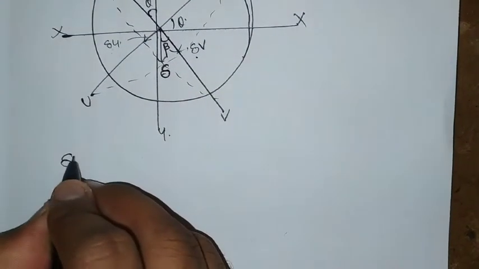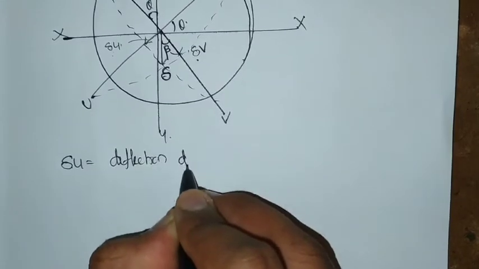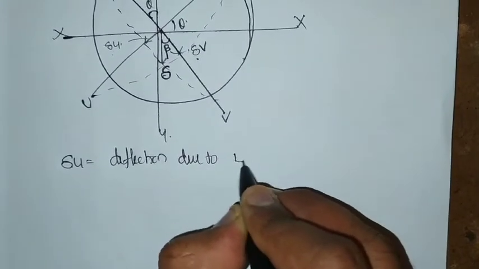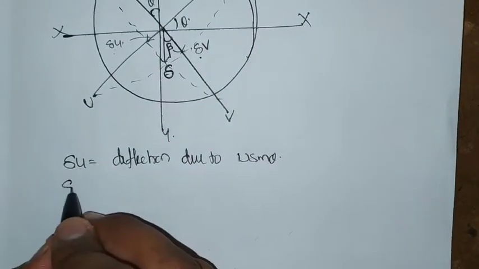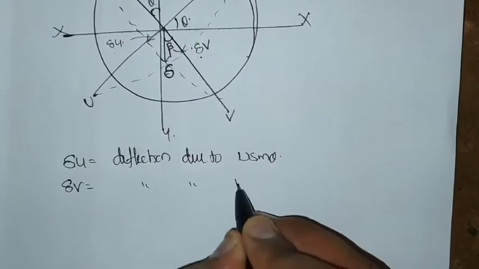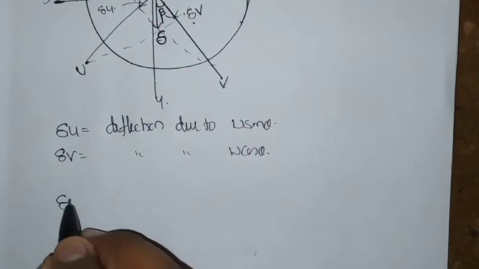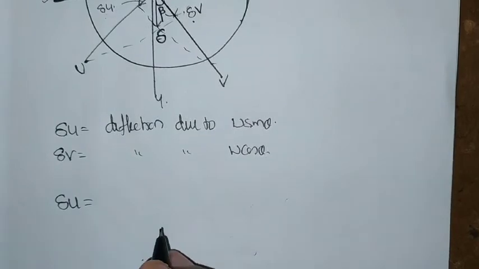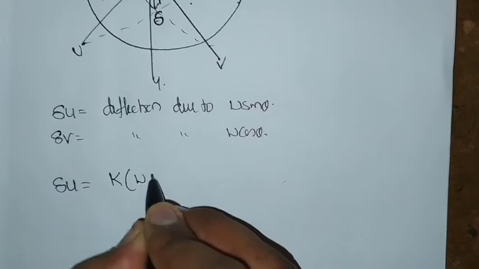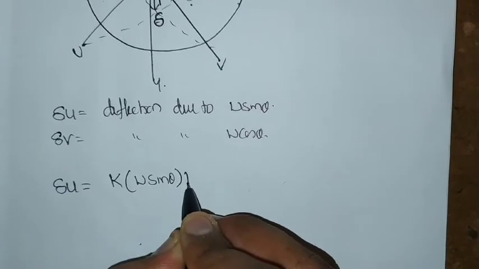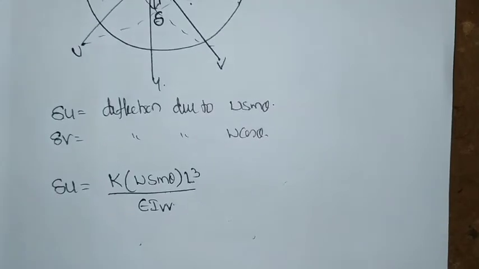Delta u is equal to the deflection due to W sin theta. Similarly, delta v is equal to the deflection due to W cos theta. So now we will find out the value of delta u. Delta u can be written as K of W sin theta into L cube by E I vv.